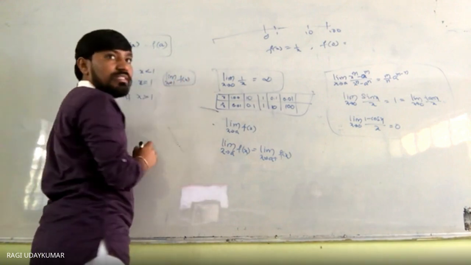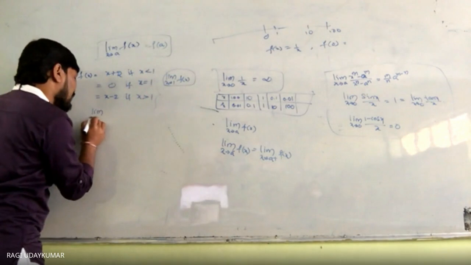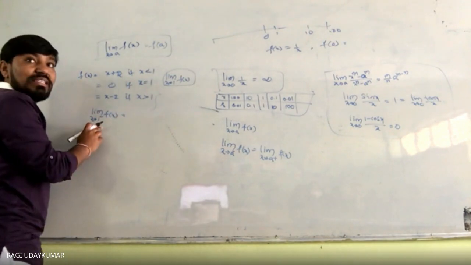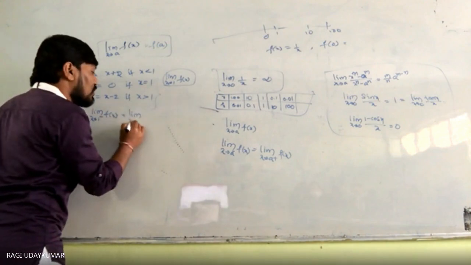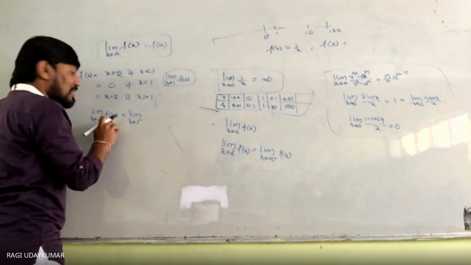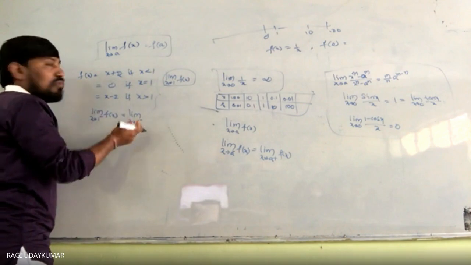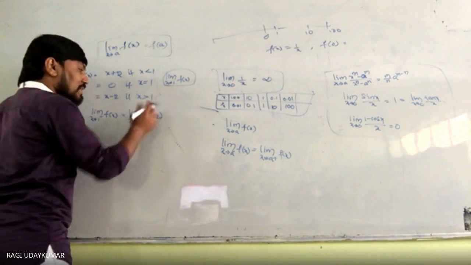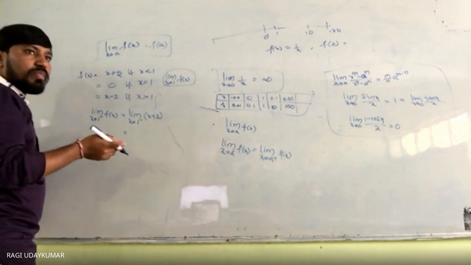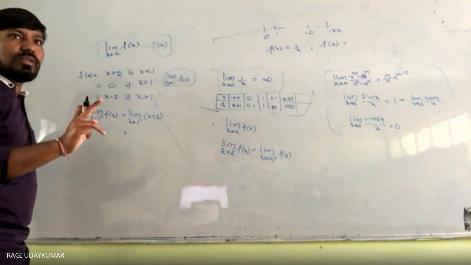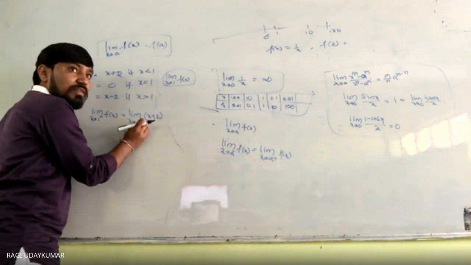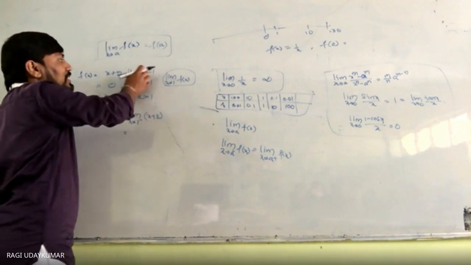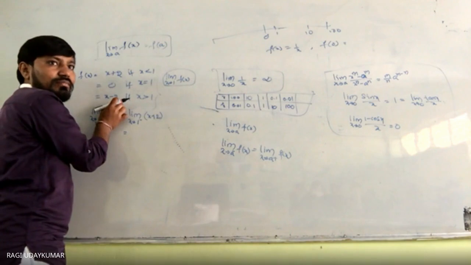You need to check the limit as x tends to 1 minus of f of x. The limit as x tends to 1 minus of f of x is the limit for x less than 1, where the function value is x plus 2. In this case you substitute only 1, not minus 1. The 1 minus is only to decide which function to take.